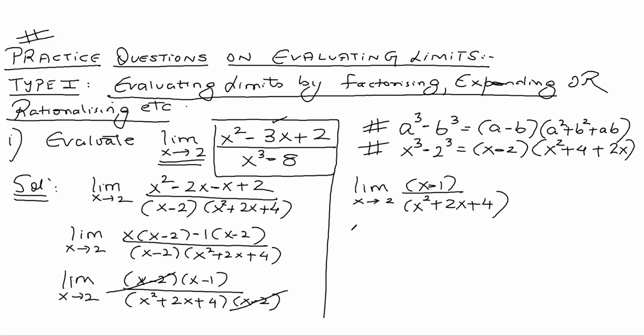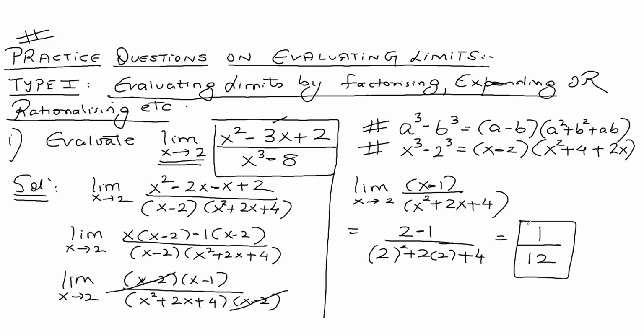Now if you can see, now I can just put in the value 2 minus 1 upon 2 square plus 2 into 2 plus 4. This is 1 upon 12, which is my answer.